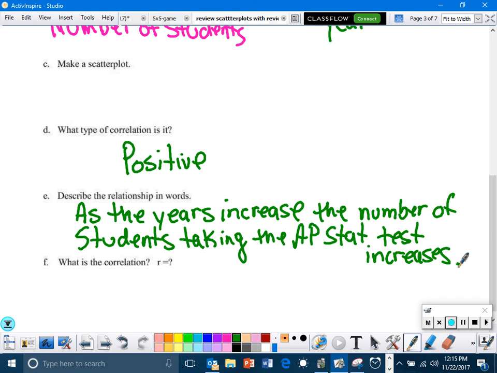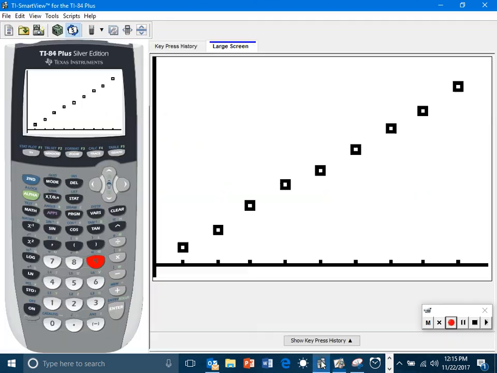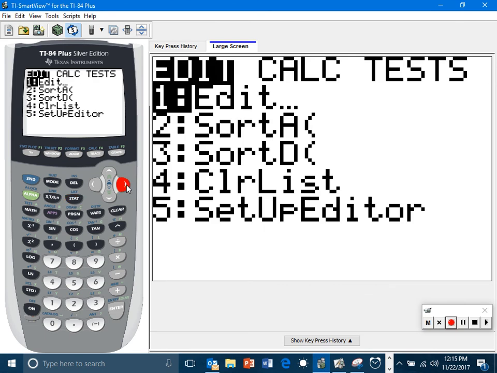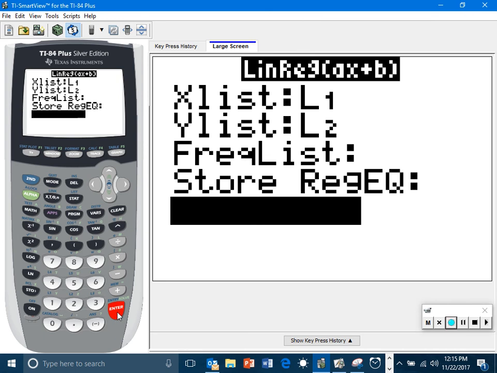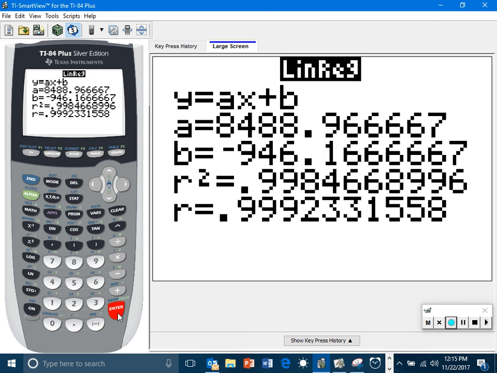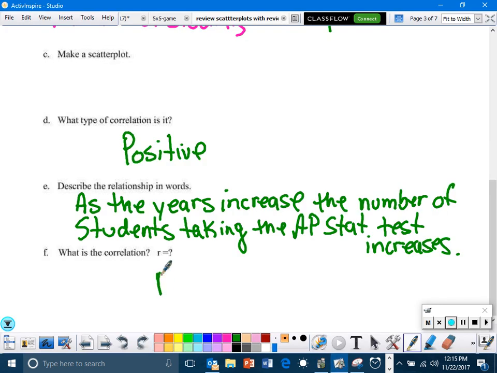Okay, what is the correlation? All right, calculator time. Stat, Calculate. Number 4. Wow, the correlation is 0.999. Okay, I am not going to round that to a 1, so I'm going to write this as 3 decimals. So R is 0.999. Okay, it would not be appropriate to just put 0.99. Okay, so go 1 more decimal. And again, that is very strong.